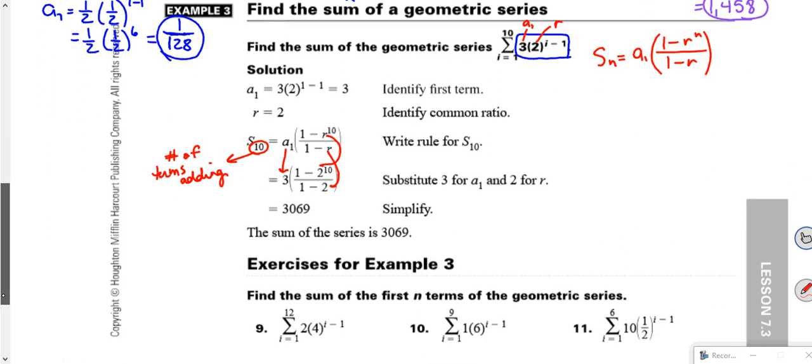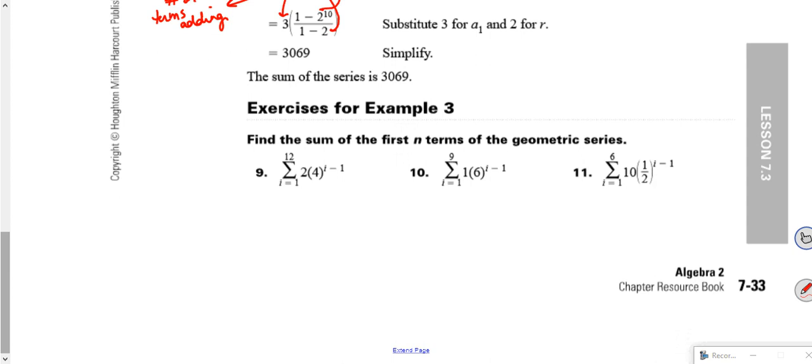Let's jump down and do a couple of examples here. Find the sum of the first n terms of the geometric series. So again, first thing I need to do is identify all the parts. This right here is going to be my n. This right here is my a sub 1. And this right here is my r. Then after I have all the pieces, I'm literally just poking it in the formula. So let me do it over here. The sum of the first 12 terms is 2 parenthesis 1 minus 4 to the 12th all over 1 minus 4, end parentheses.